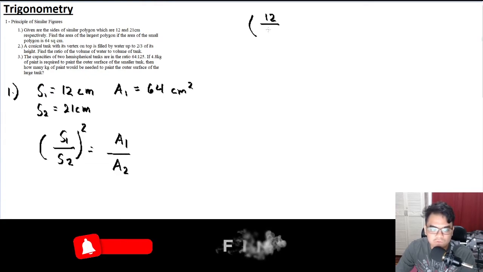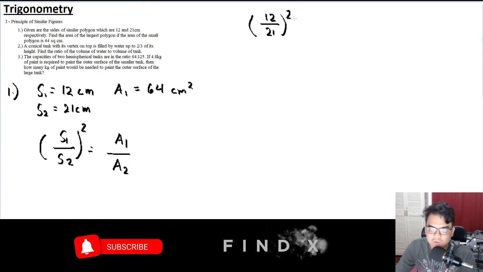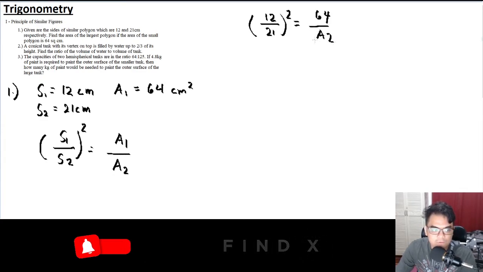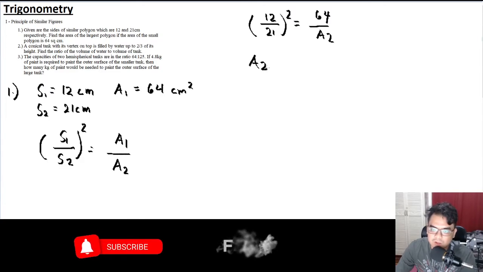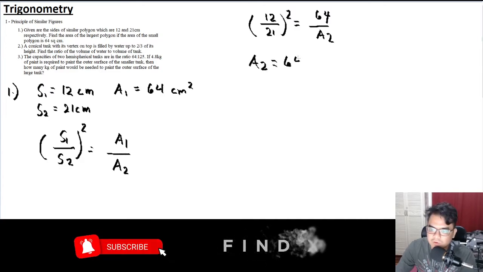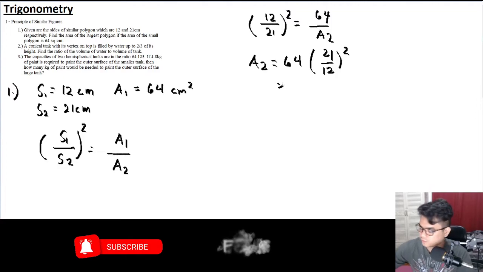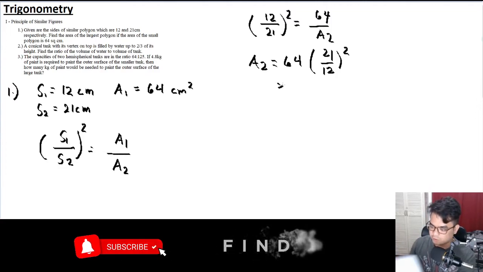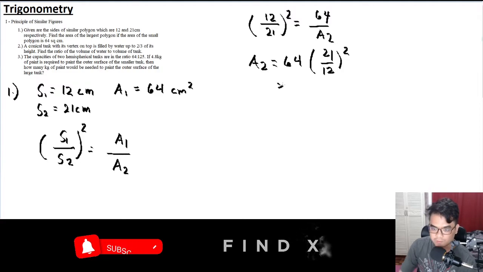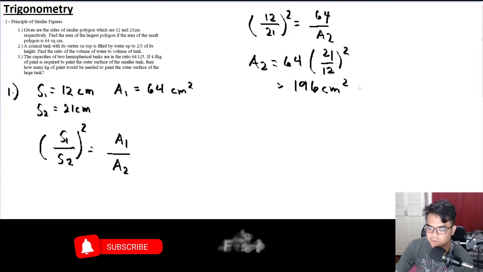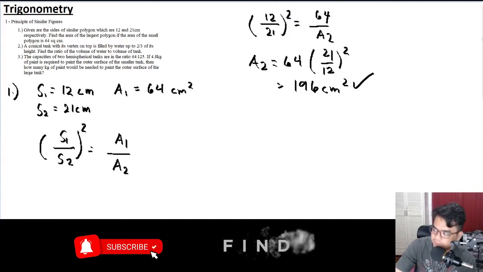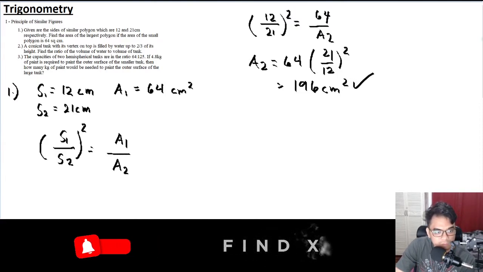So let's substitute the values. You'll have 12 over 21 squared is equal to A1, which is 64, over A2, which is the one that we are looking for. So using algebra, A2 is equal to 64 times 21 over 12 squared. That is 196 square centimeters. So this will be the answer. Let's do number 2.